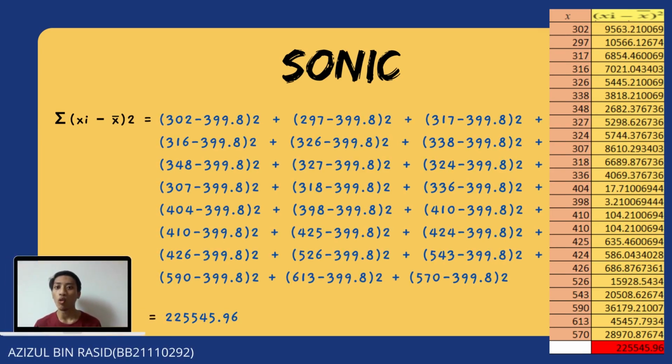To find the variance, we need to calculate the mean. From Task 2, we identified the mean for Sonic is 399.8. Then we apply the variance formula: insert all the data from each year, minus the mean, then add all the numbers after we square them. The sum of the squared Sonic data minus the mean is 225,545.96. To find the variance, we divide this number by the sample observations minus 1.